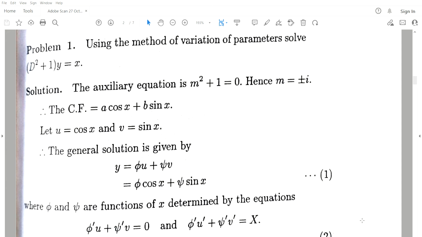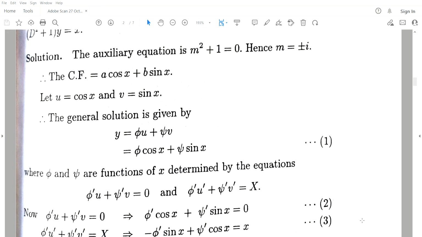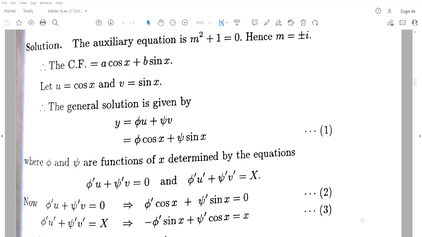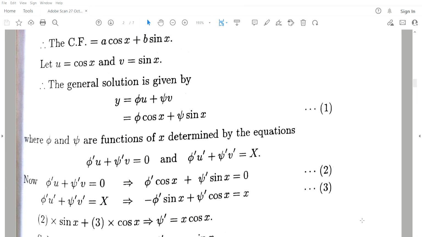We know how to write the complementary function. Therefore, by that rule, we write the complementary function as a cos x plus b sin x. Here in this solution, u is equal to cos x, v is equal to sin x. Then the general solution will be phi u plus psi v. Put the values of u and v. Now we form the two equations: phi dash u plus psi dash v is equal to 0 and phi dash u dash plus psi dash v dash is equal to x.